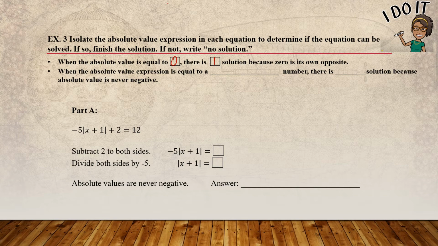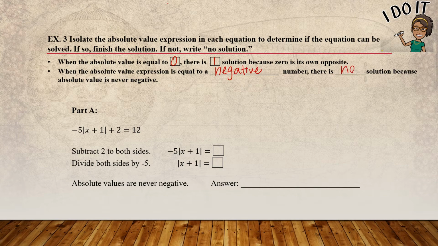So if I asked, what's the distance of 0 from 0? Well, obviously, it's going to be itself. It's only going to have 1 solution because 0 is its own opposite. So an absolute value expression that's equal to 0 is always going to have 1 solution.